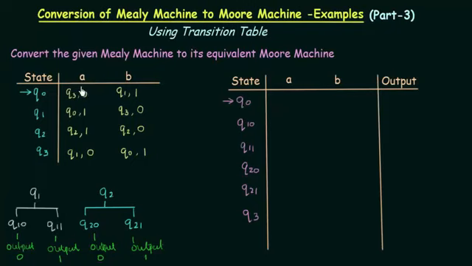Q0 on input A, where does it go? It goes to Q3 giving output 0.